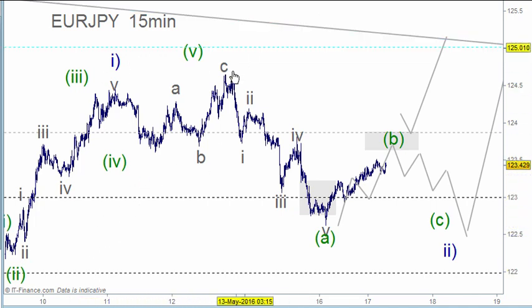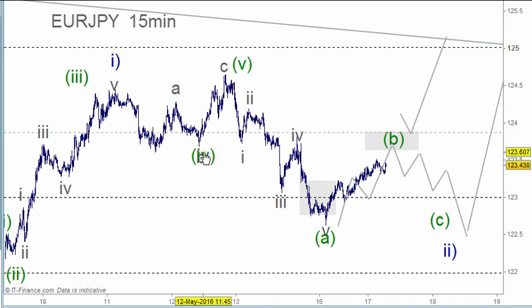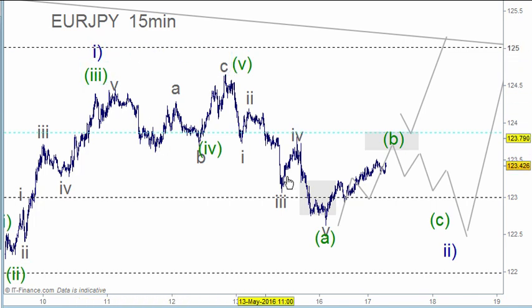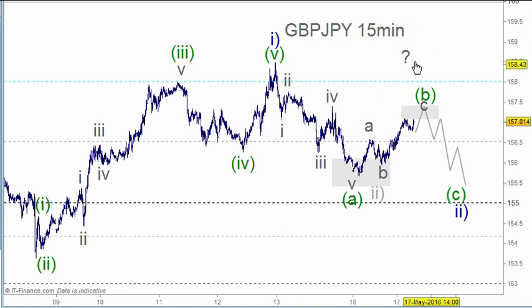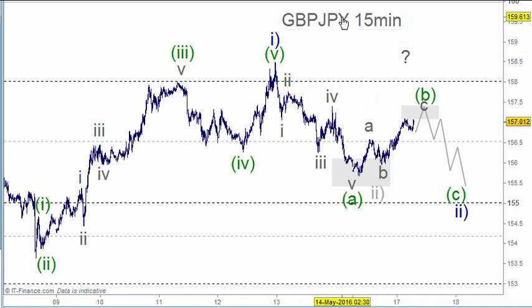There's different ways to count this here, so we're just not sure, but we think it's the A, the B, and the C here, and we're moving up from here. But until we get support on this area here, we can't do much about it. We can't confirm that it's bullish, and this is the same for the pound yen as well. So I've had the question mark here from last time as well.